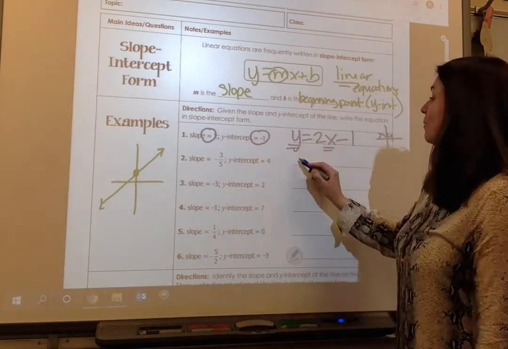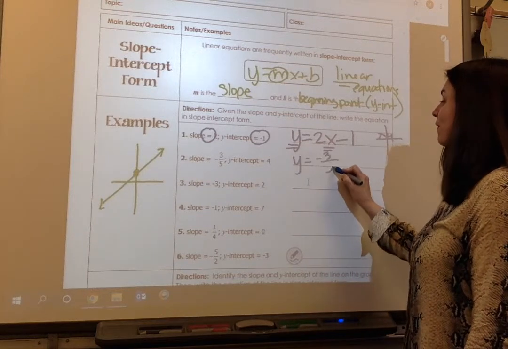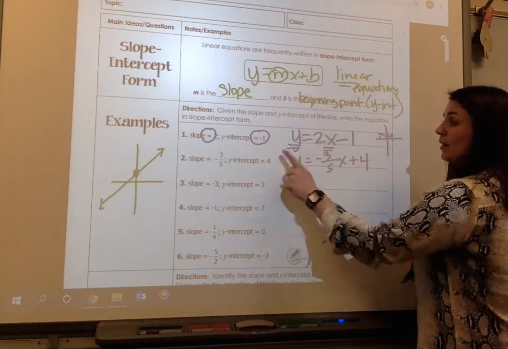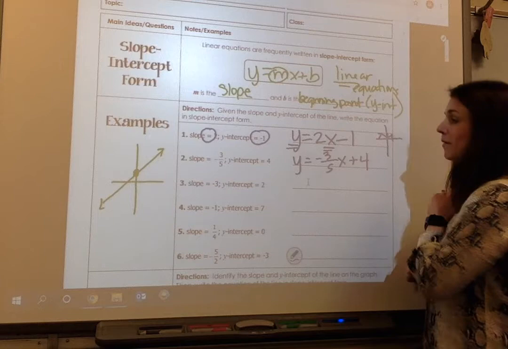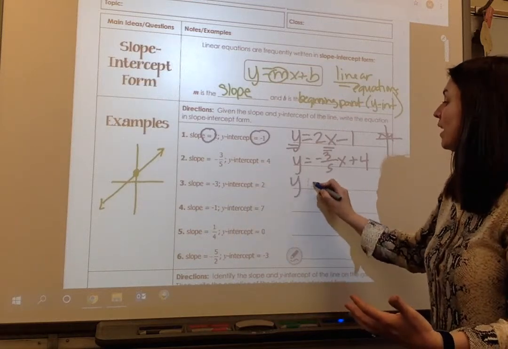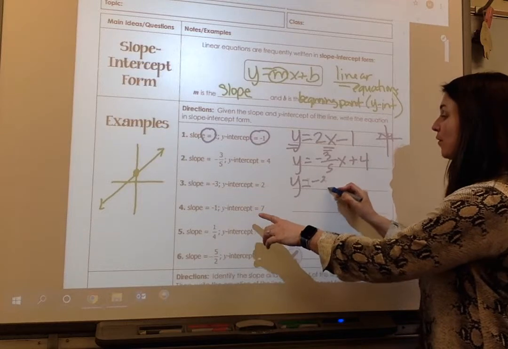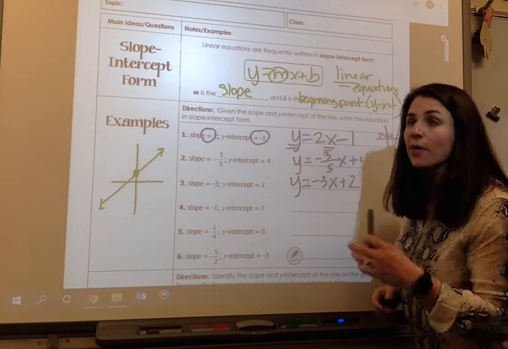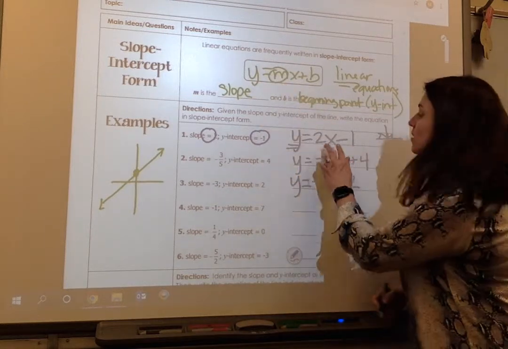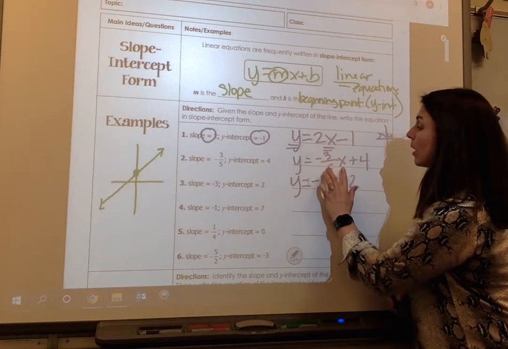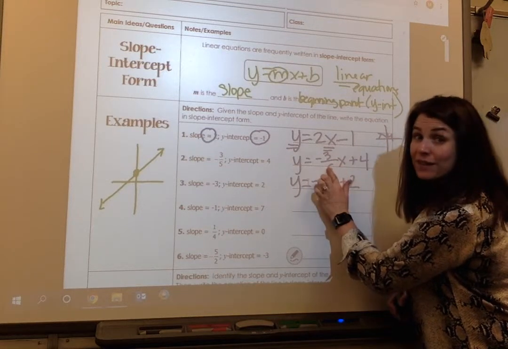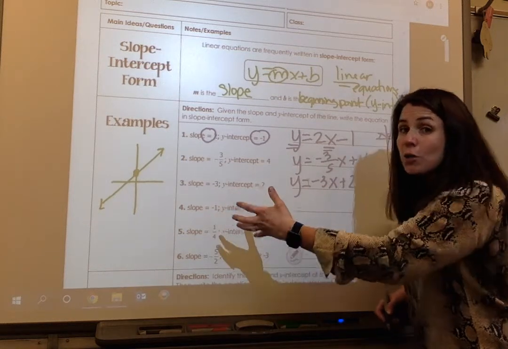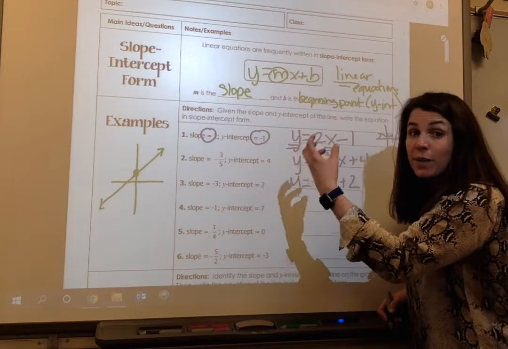So on number 2, I would say y equals -3/5 x plus 4. My slope is -3/5. My beginning point, my y-intercept, is 4. Okay? So I'm just plugging in things. Y equals, my slope is -3, x stays the same, my y-intercept is 2. So you'll notice here that my slope is always the coefficient of my x value. My coefficient of my x value is -3/5. That's my slope. My coefficient of my x value is -3. So my slope is always the coefficient of my x value.